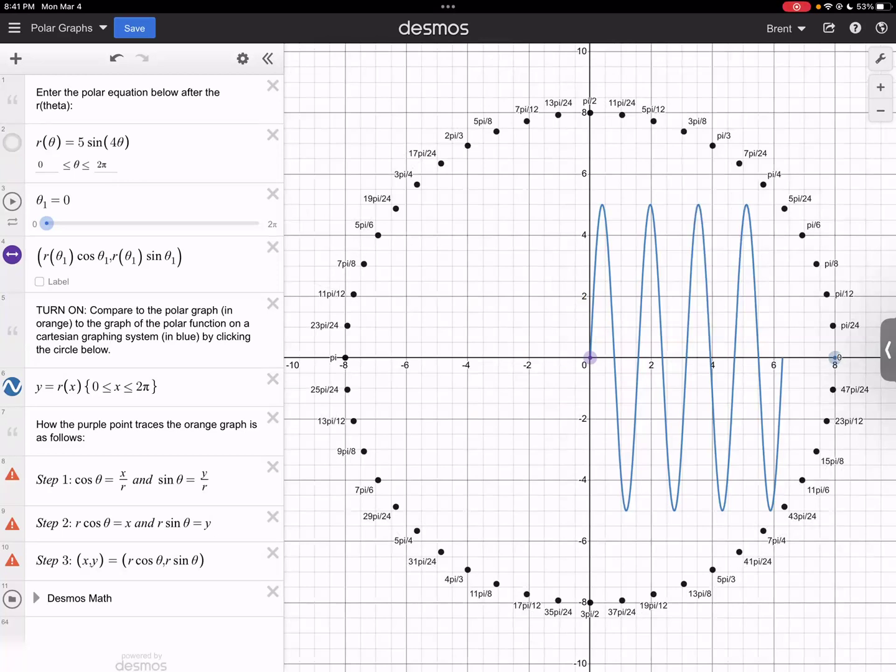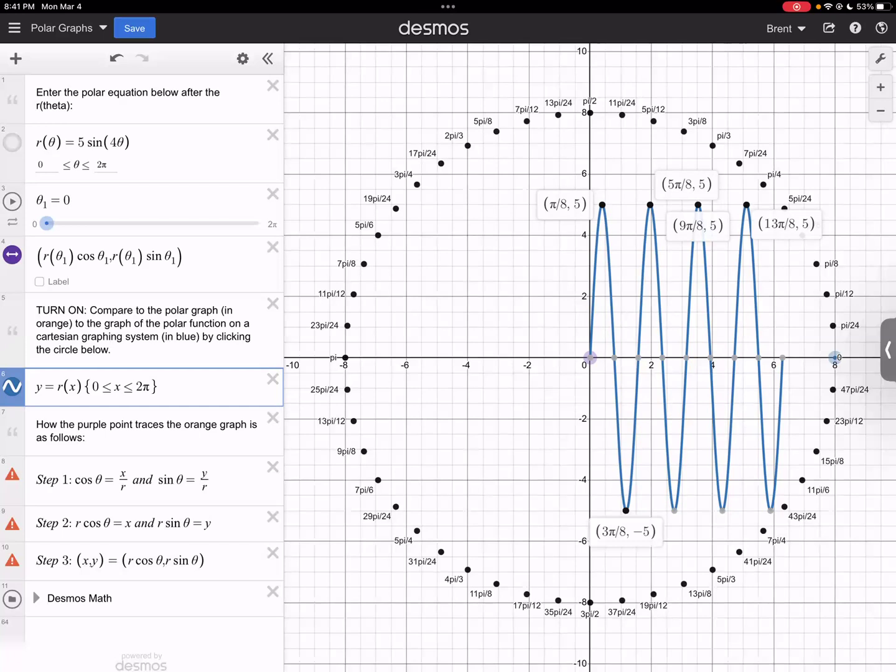Okay, so looking at the blue, here's the first observation I want you to look at. How many maximums do you see on this blue graph? 4. 1, 2, 3, 4. Very good. And how many minimums do you see? 1, 2, 3, 4. So there's 4 maximums, 4 minimums.